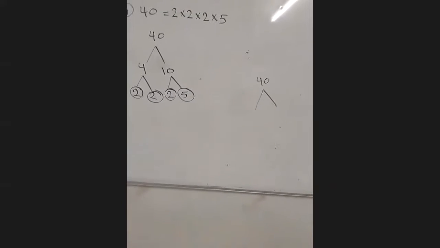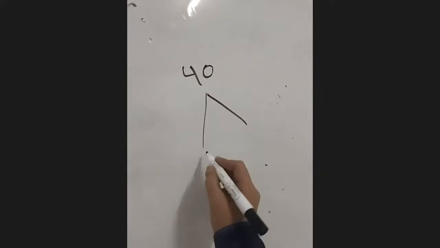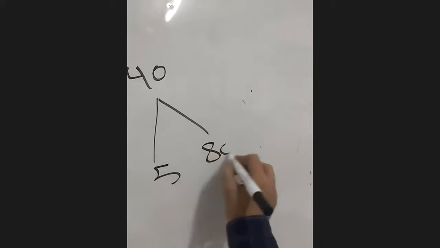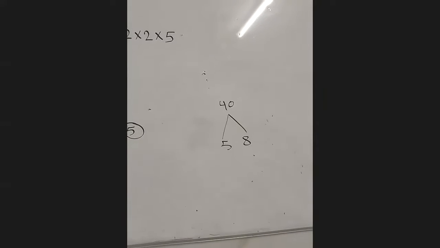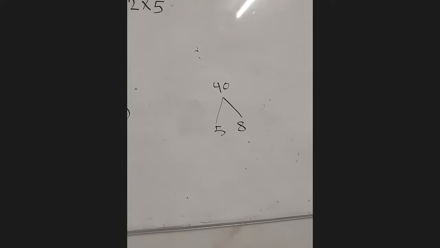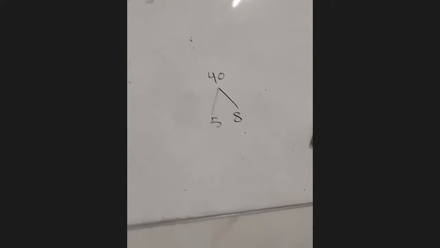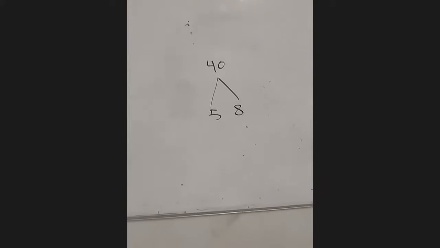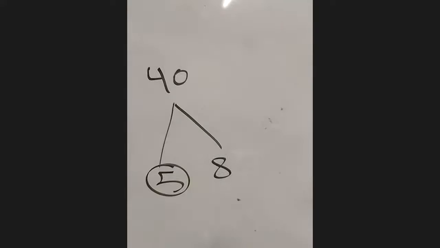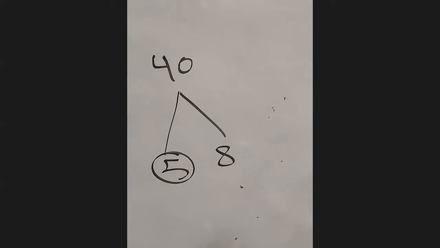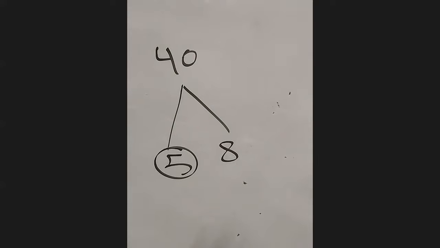5 multiply 8. 5 by 8. Timetable. Mister, I know that there is. Don't talk, mister. Mute yourself.